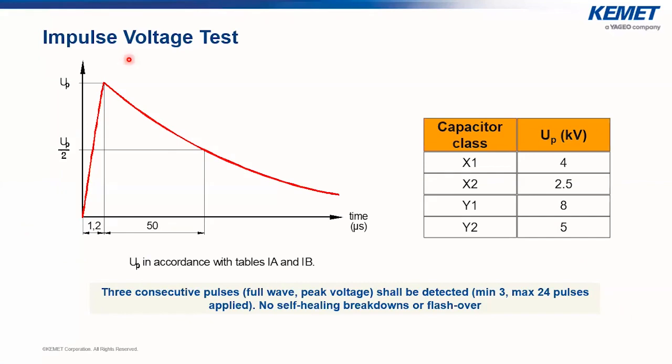Here is how this impulse voltage test must be done according to the standard. So this value here depends on the class of the capacitor. The length is standardized. A capacitor passes this test if we find three consecutive pulses that are applied without any self-healing breakdowns or flashover of the capacitor. Please consider that we have different voltage levels for the different classes.